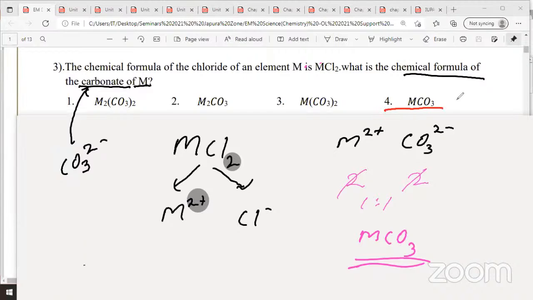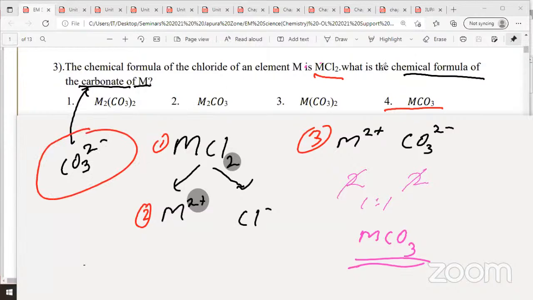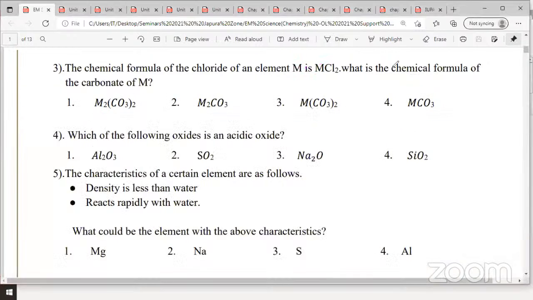Question number 4. What is the first step here? What is given? MCl2. From MCl2 you get the charge of M2 plus. Then the third step, you combine that with carbonate. But if you don't know the symbol of carbonate, then you can't answer this question. Carbonate, phosphate, nitrate, you should know these, given in the grade 10 textbook. I'll erase the screen.